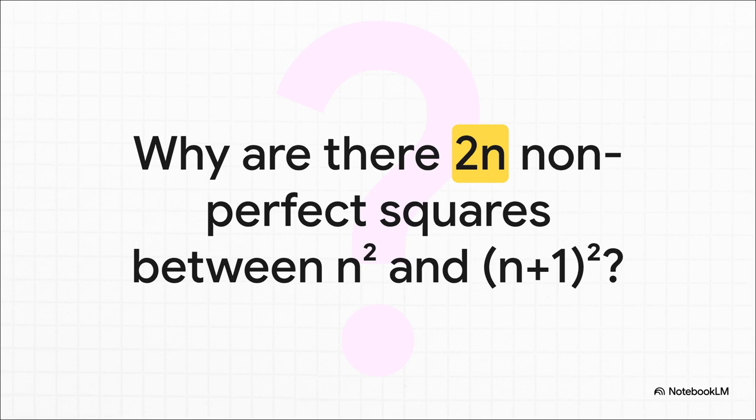Between any two consecutive squares, there's a predictable number of non-perfect squares. The formula is always 2n. So, what is this rule and all the others we've learned today? They tell us about the hidden order and the beautiful patterns that exist just beneath the surface of our entire number system. It's something to think about.